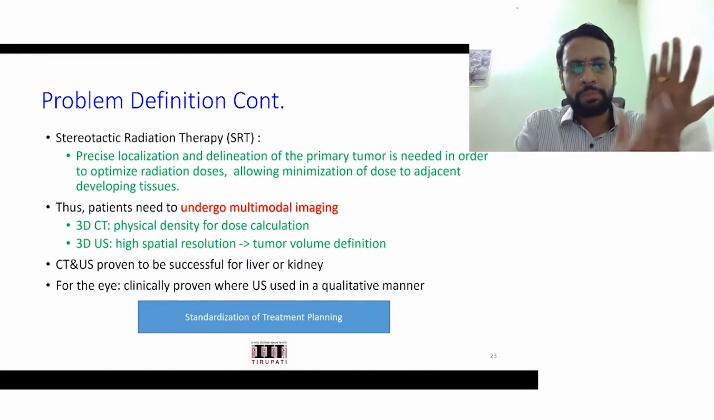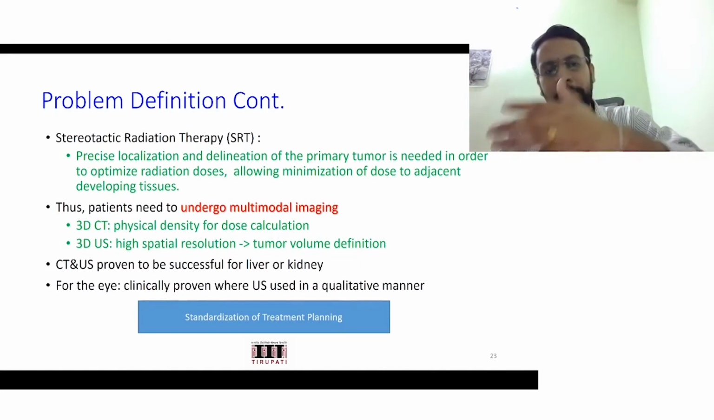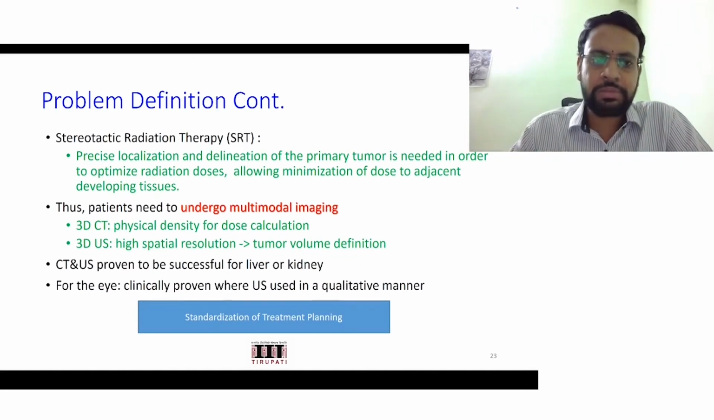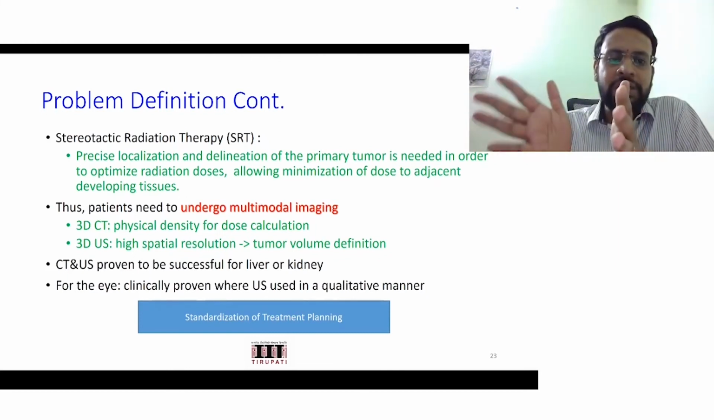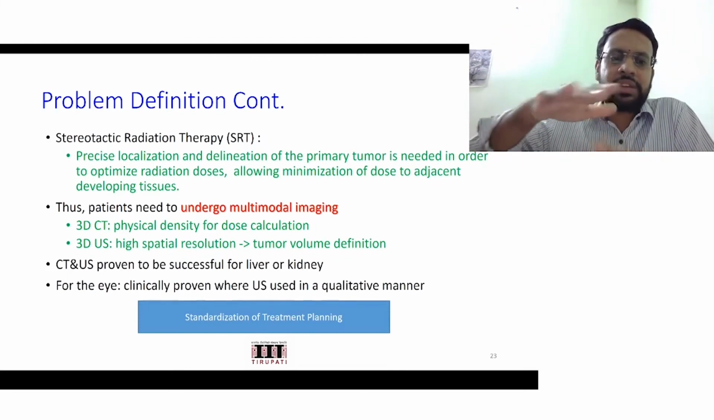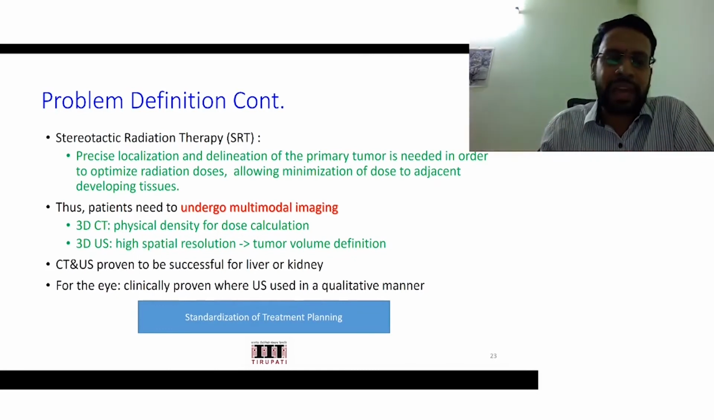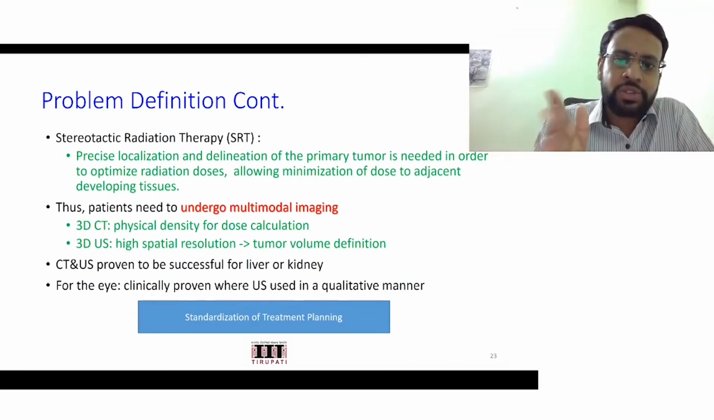Now these two are mapped, so that information you again map back to the CT scan. The reason being the radiotherapy treatment planning is primarily based on the CT scan. So that information is again transferred back to the CT scan. So this is the scope of this work.